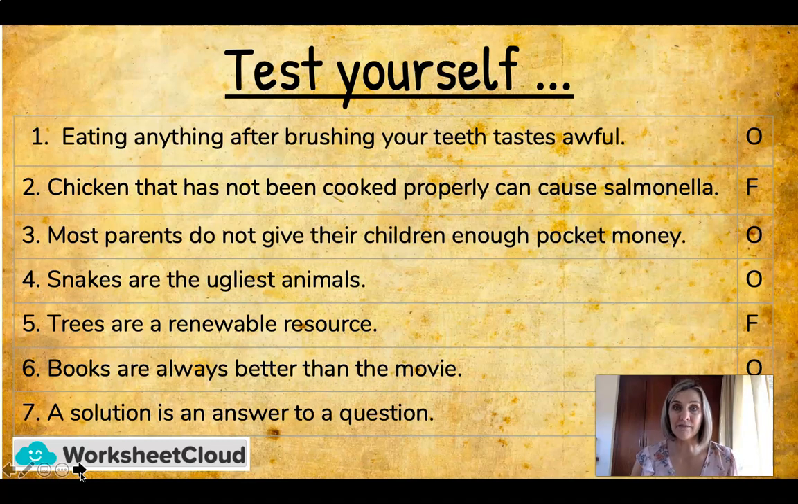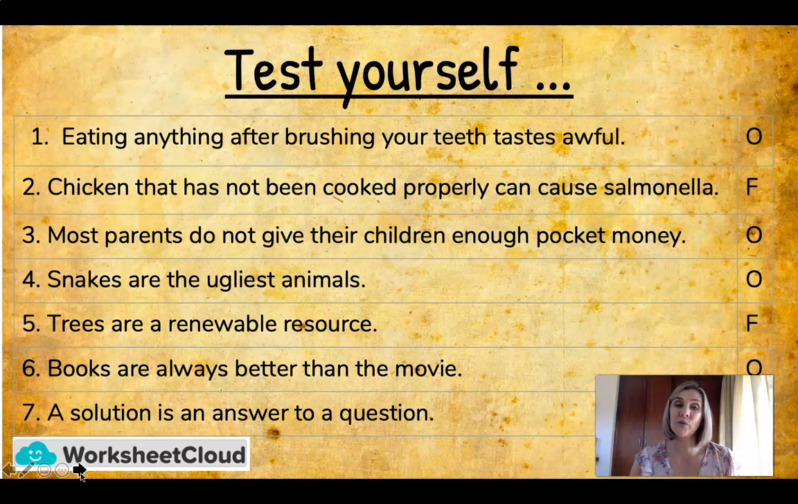I know you probably think it's a fact, and you might want to chat to your parents about that one, but it is an opinion. Number 4, snakes are the ugliest animals. I would think so, but it's not a fact, it is actually an opinion. Number 5, trees are a renewable resource. They are, it can be proven.